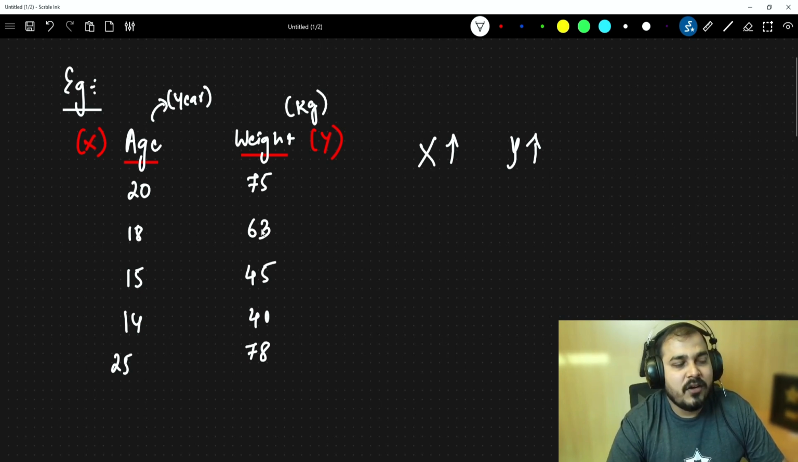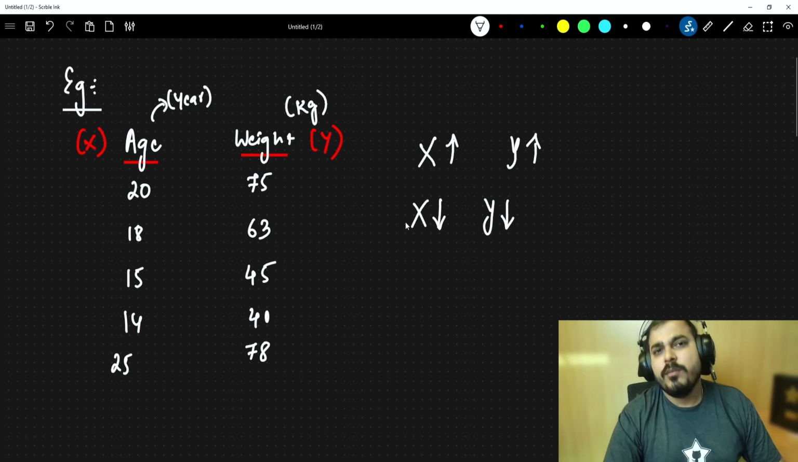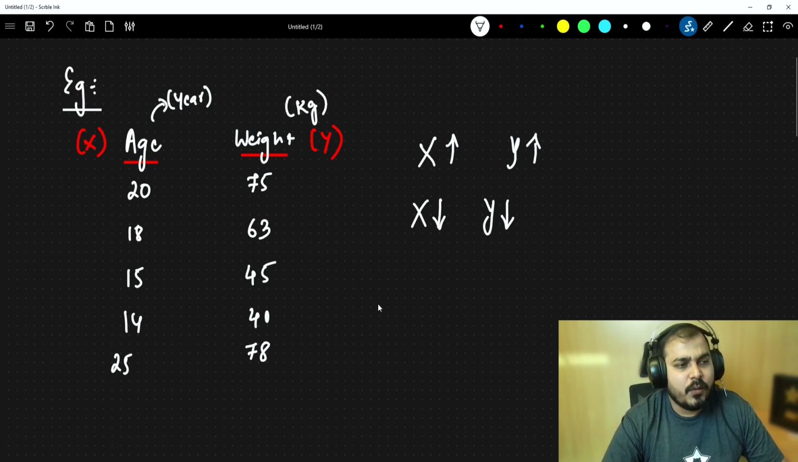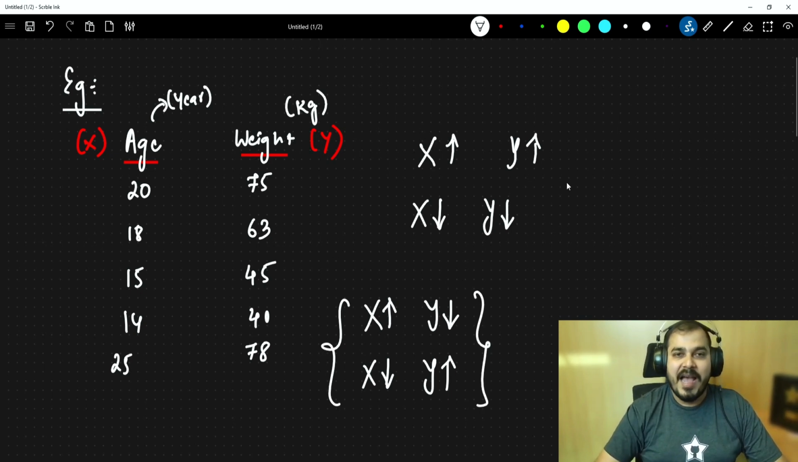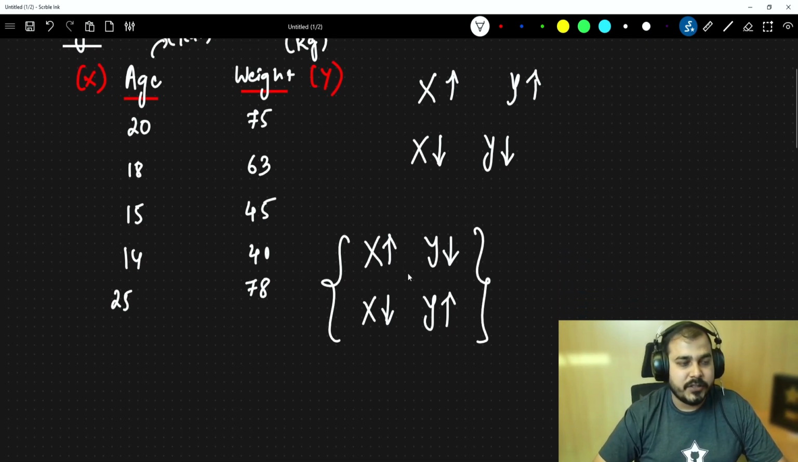Whenever you have this kind of property, you can also find out one relationship, that when the x is decreasing, y is also decreasing. And you may also have some kind of data set where probably your x value is increasing, y may be decreasing, or when your x value is decreasing, y may be increasing. So this kind of property you may also have within your features.